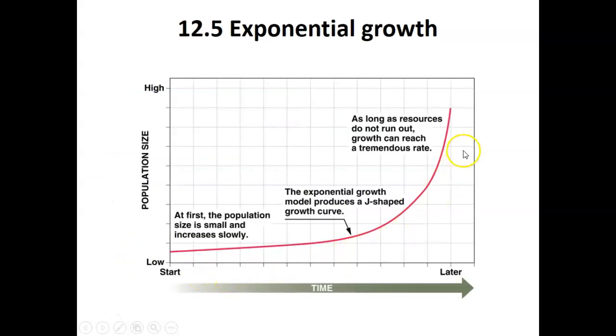Here is an example of exponential growth. The x-axis is time, and the y-axis is the population size. Starting from a long time ago, as time goes on, the population will grow. At the beginning, it grows slowly. Then at a certain time, it starts to multiply quickly. As long as the resources don't run out, the growth can reach a tremendous rate.